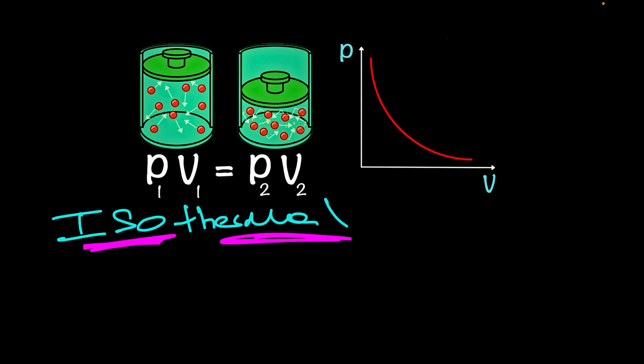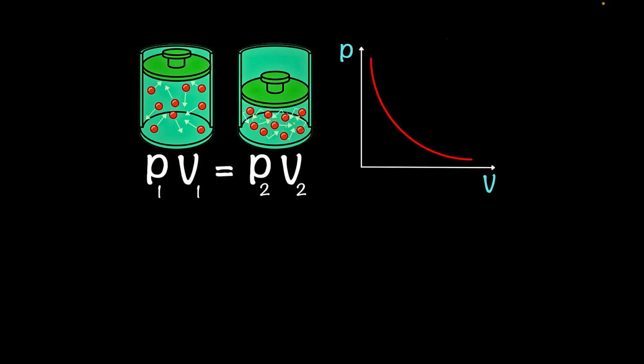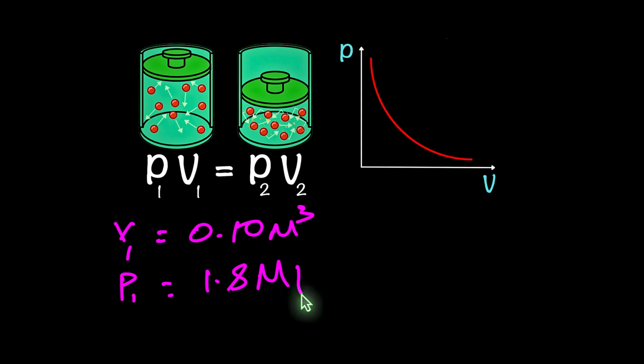So let's look at a few analyses so we can wrap our heads around the use and the purpose of this law here. So let's say we have some gas that occupies an initial volume, so V1 of, let's say, 0.1 cubic meters. So that's the initial volume. And let's take P1 to be 1.8 megapascals to represent pressure.